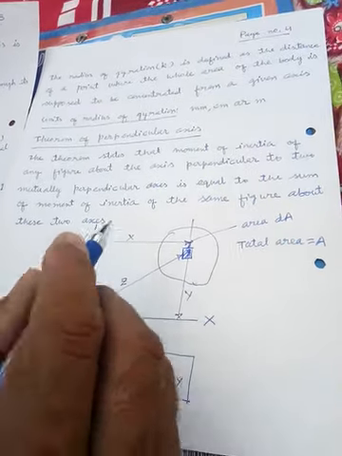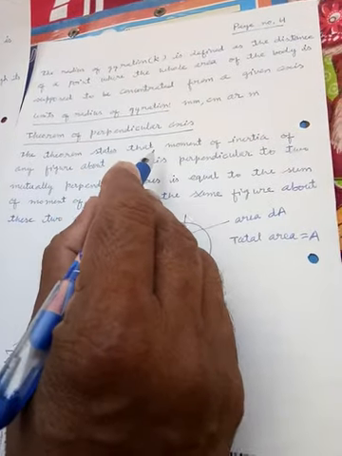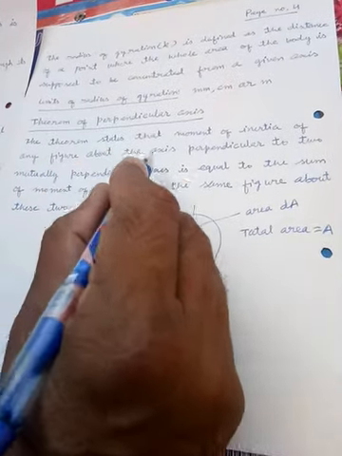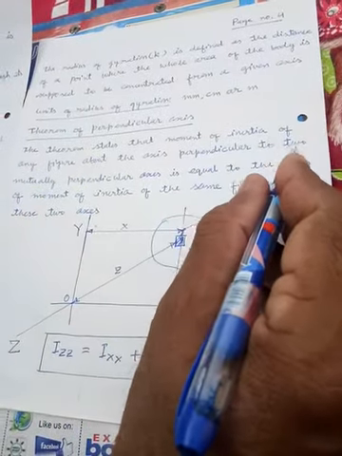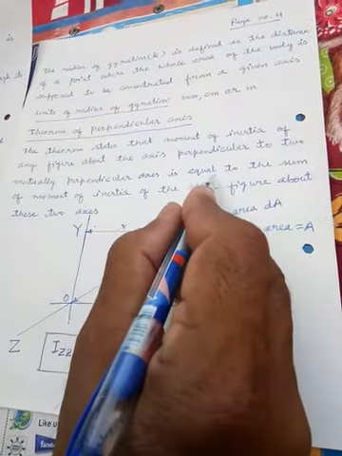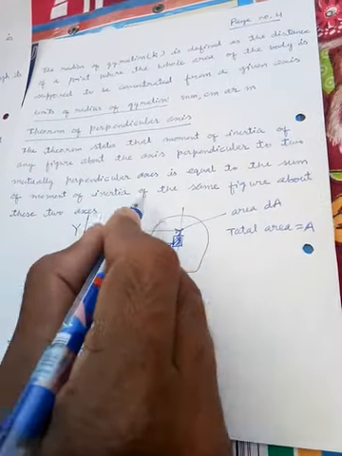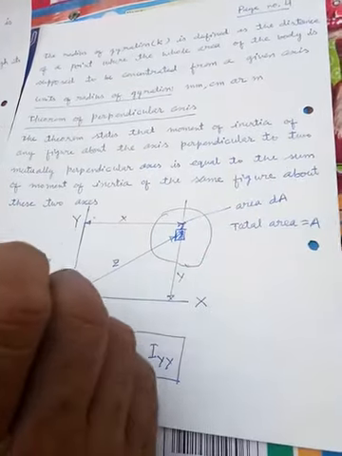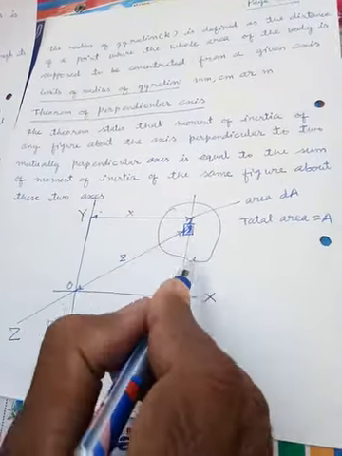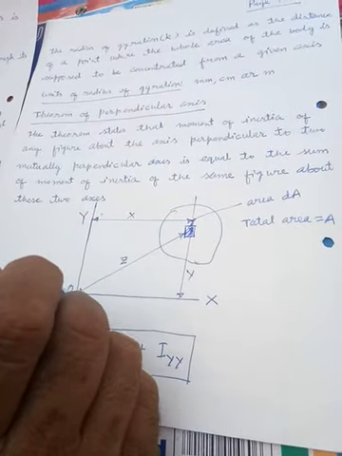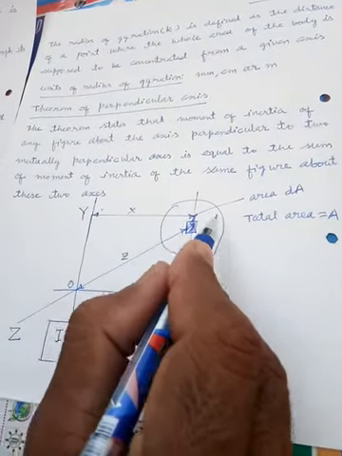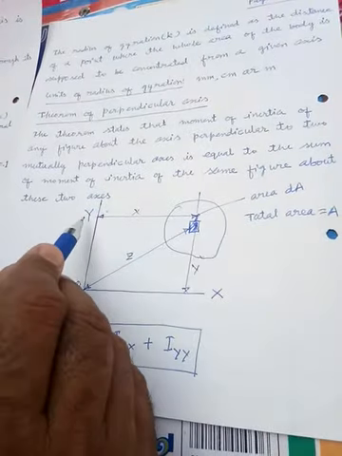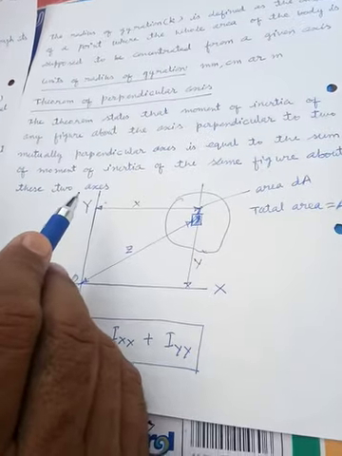The theorem of perpendicular axis states that the moment of inertia of any figure about the axis perpendicular to two mutually perpendicular axes is equal to the sum of the moments of inertia of the same figure about these two axes. That is, the moment of inertia of this area A about the z-axis is equal to the moment of inertia of area A about the x-axis plus the moment of inertia about the y-axis. So this is the theorem of perpendicular axis.